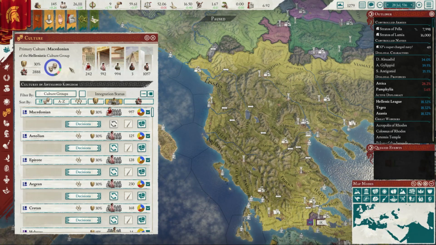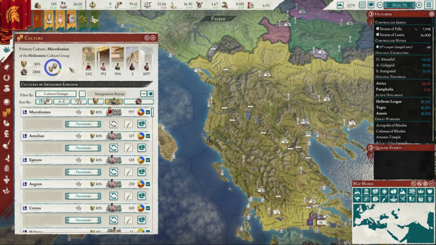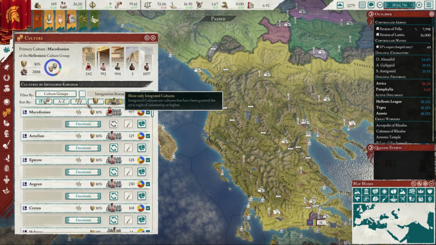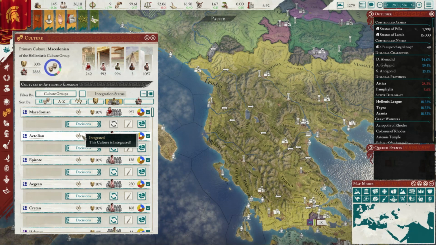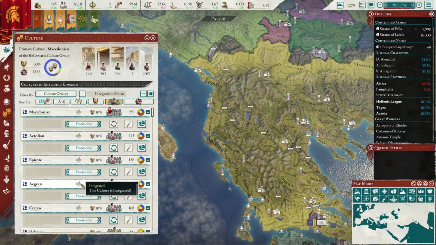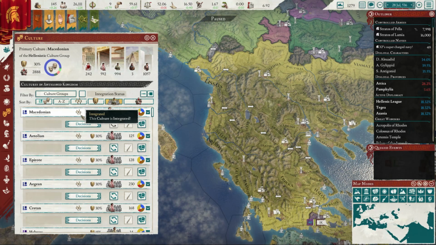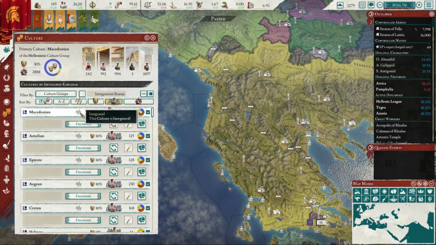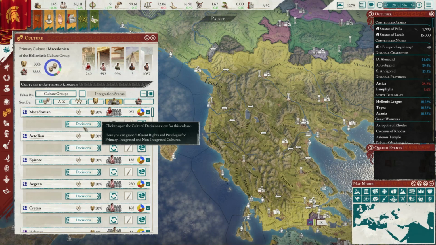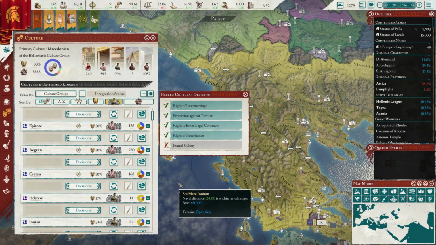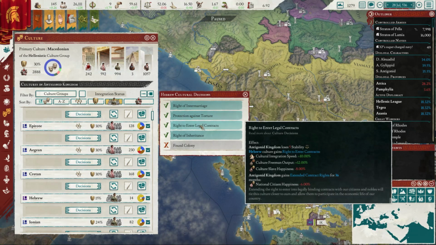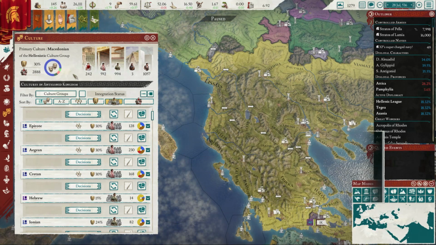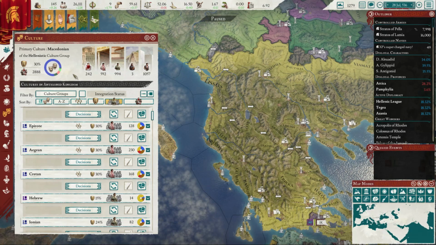Now, setting cultures to the citizen or noble civic rights allows me to talk about integrated pops. Any pops that you have set to a citizen or noble civic right are considered to be integrated into the realm. Your primary culture is automatically set to integrated, and any cultures with a citizen or noble civic right become integrated over time. The integration speed can be sped up using decisions such as protection against torture or the right of inheritance, for example. But what does setting cultures to an integrated status do?